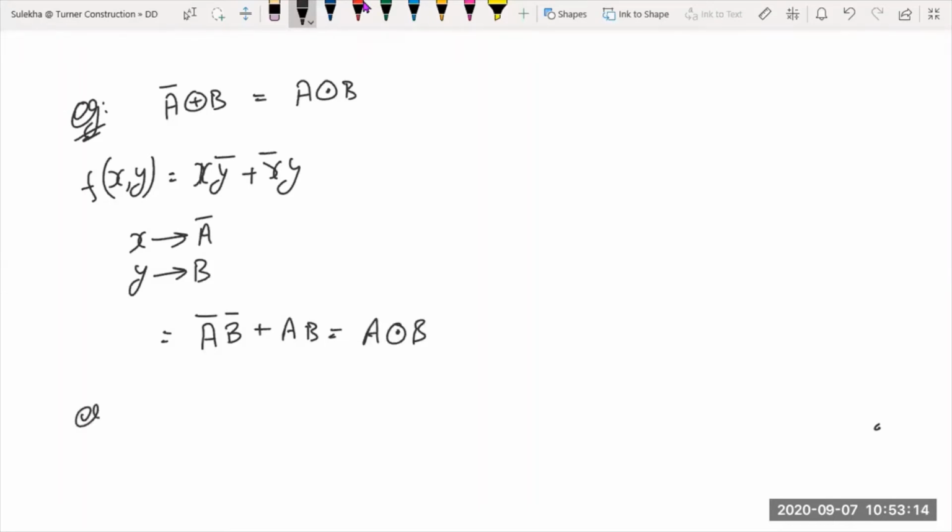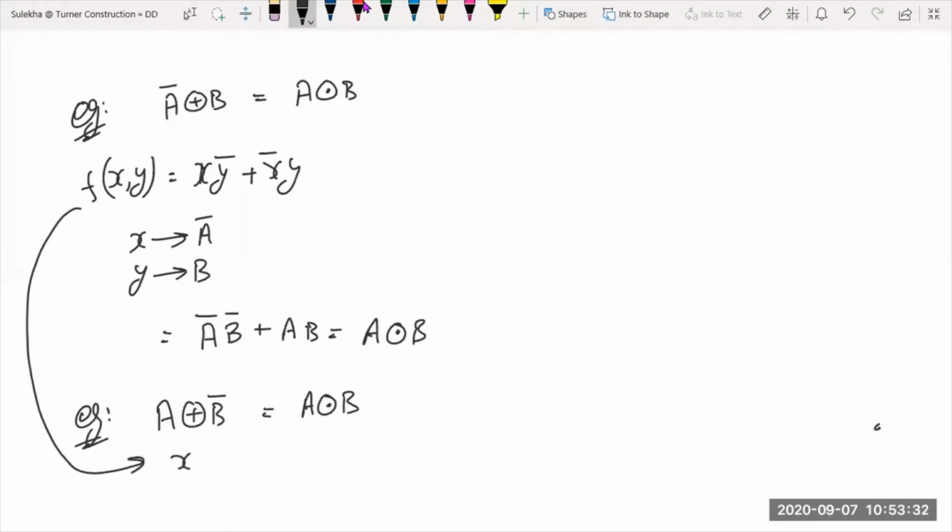Let's take one more example. If I reverse this, and I told you to prove this one, this is also equal to A XNOR B. You need to follow the same steps, but in place of X you write A, and in place of Y you write B bar. So you will get AB plus A bar B bar, which you can directly say is A XNOR B. These are some examples where you need to prove the conversion of XOR into XNOR and XNOR into XOR. So with this, I hope XNOR is clear.